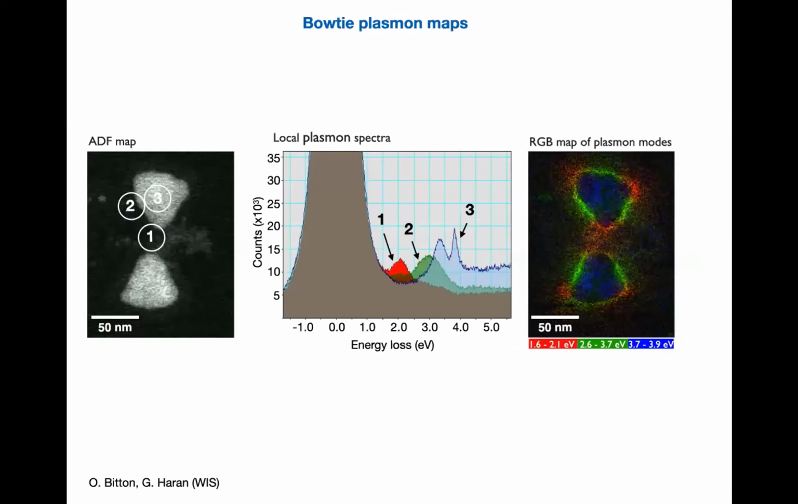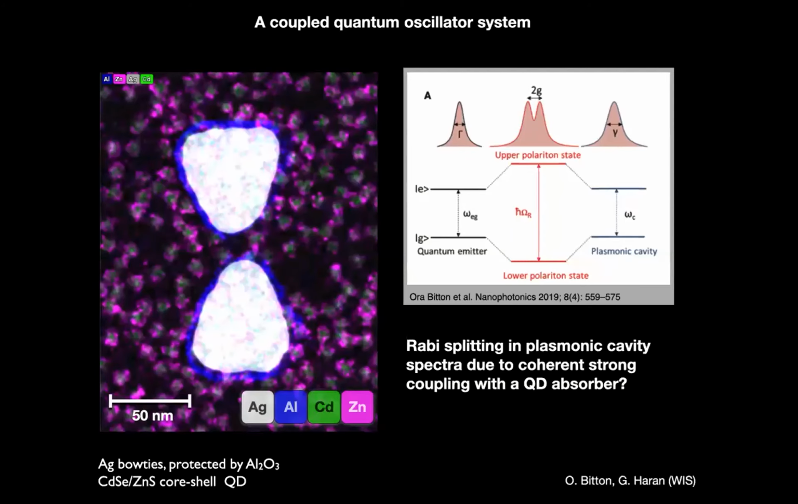And the next result, I don't need to go too much into detail here because there are two more presentations coming up in this webinar about this. It's about plasmonics and the quantum coupling between a plasmonic resonator, silver bow ties in this case, and quantum dots. So here in this slide we see the maps of plasmonic resonator excitations in silver bow ties measured by EELS, and in the project actually we went a step further.